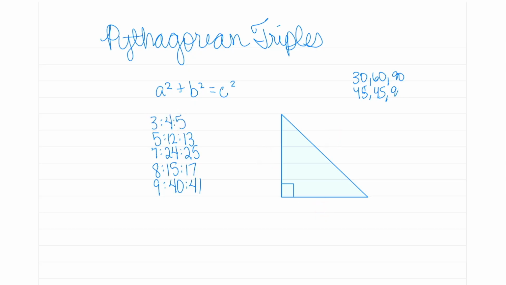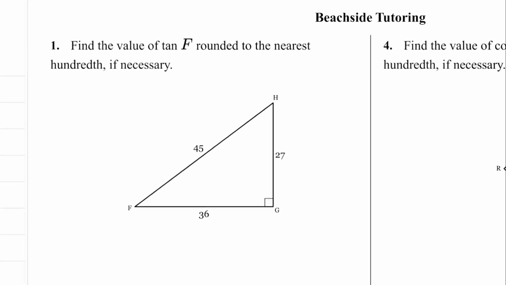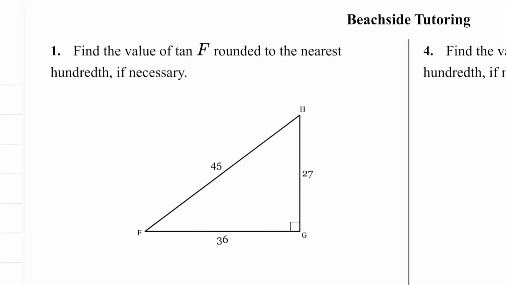Now, all of the other sides work the same way. So we could have 5 and 12 here and here, and 13 here. 7, 24, 25, same thing, 8, 15, 17, and 9, 40, 41. Here's an example that we can go through using Pythagorean triples. Find the value of tangent of f, rounded to the nearest hundredth if necessary.